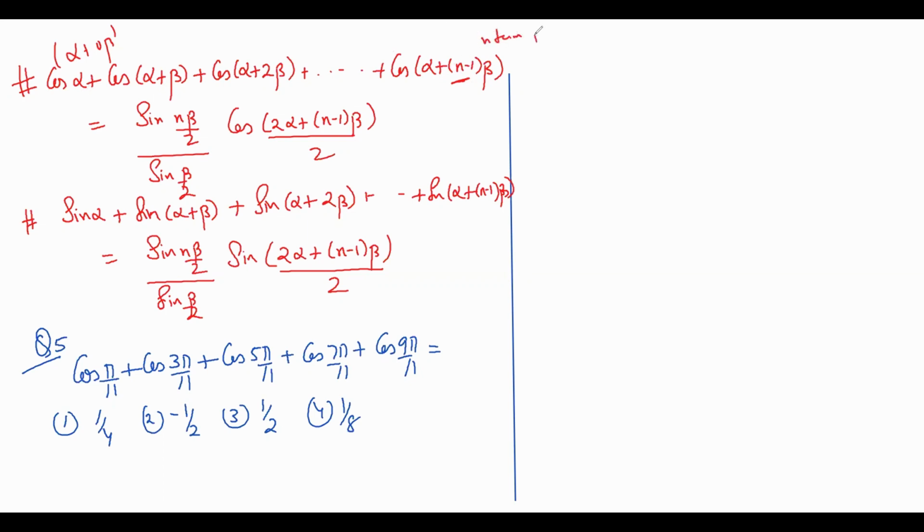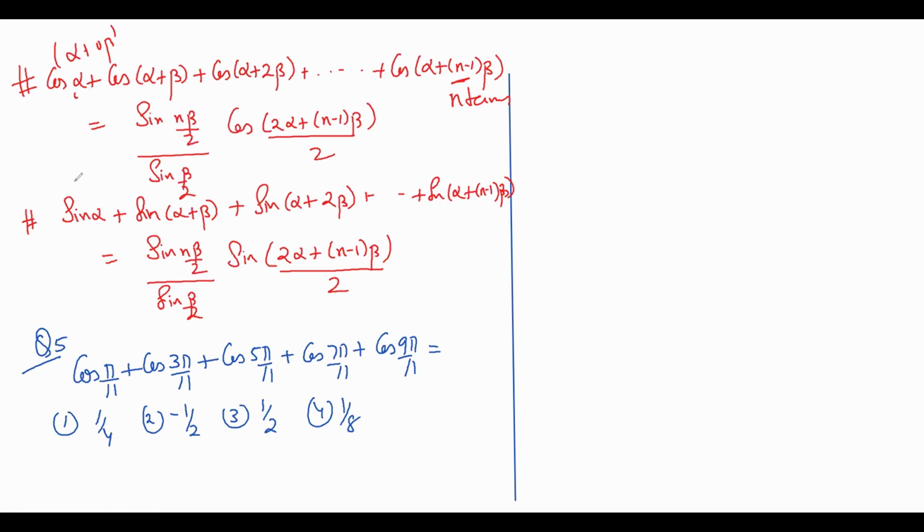That means from 0 to n minus 1 we have n terms. Okay, because we need here the value of n. Why? Because on the RHS, if you get this type of expression, then your RHS is sine n beta by 2 upon sine beta by 2 times cos of 2 alpha plus n minus 1 beta, whole divided by 2.